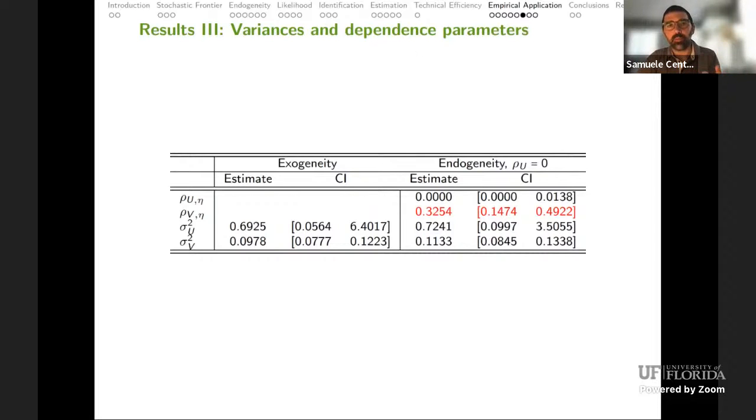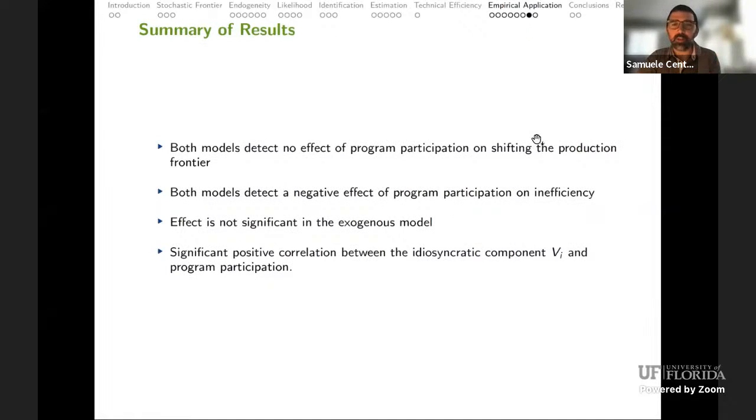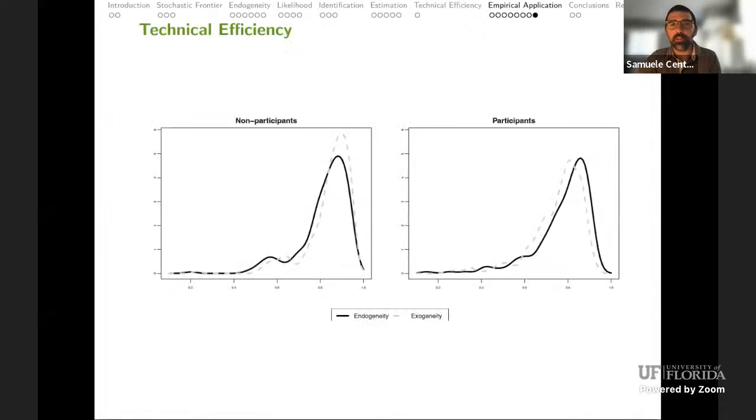The last thing that I want to present before I finish is the summary of the results that we have discussed. This is technical inefficiency in the exogenous model, that's the gray line, I hope you can see it, and in the endogenous model, that's the black line. I plot the technical inefficiency for non-participants on the left panel and technical efficiency for participants in the right panel.